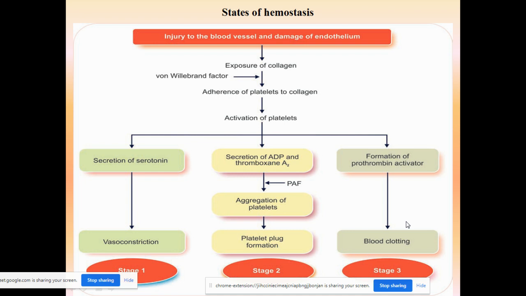So you have to understand very clearly what happens during hemostasis. Hemostasis is not a single pathway or a single stage. It has 3 stages. Number 1 is vasoconstriction, number 2 is platelet plug formation, and number 3 is blood clotting. Only after that blood clotting can happen. So whenever there is an injury to the blood vessel or the capillaries, and the endothelium is the lining of the blood vessel.